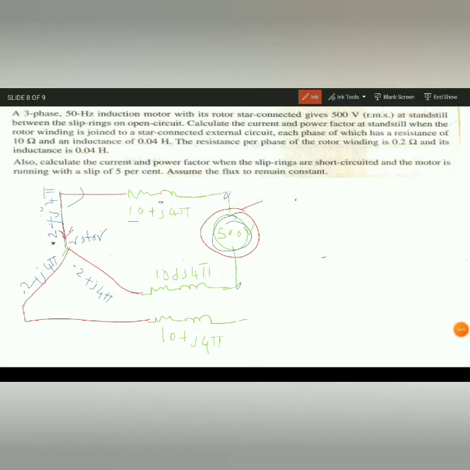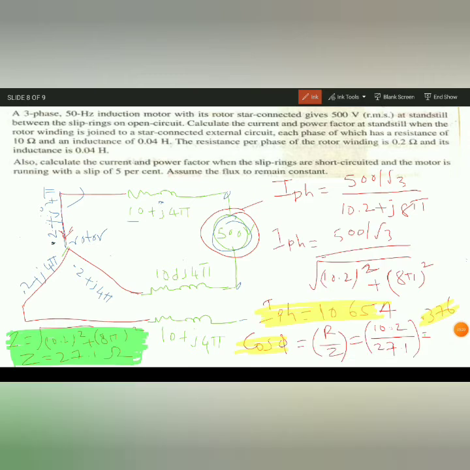So now let us find out the phase current, that is I_P equal to 500 divided by root 3, that is V phase, divided by its impedance, that is 10.2 plus j8π. Okay, so here we know I phase is equal to this voltage, and this is the total impedance.